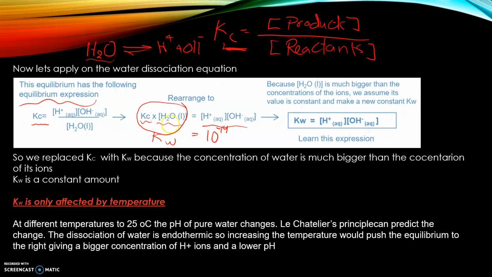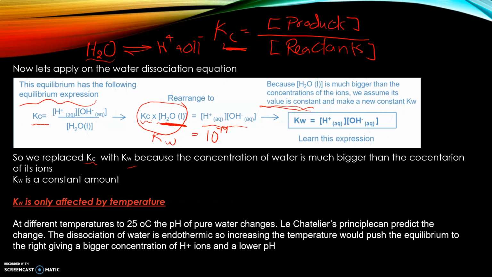But why did we remove the concentration of water? Actually, we removed the concentration of water because the concentration of water is much bigger than the concentration of its ions. So we assumed that the value is constant. Now let's replace the Kc with Kw. The concentration of water is much bigger than the concentration of ions. Now, the Kw is affected only by temperature.